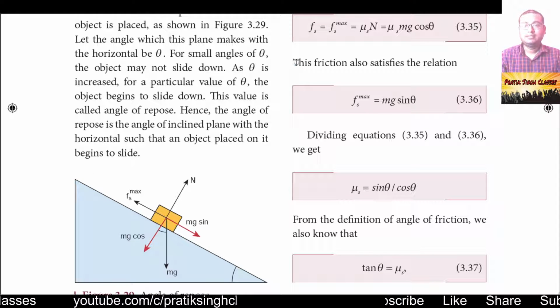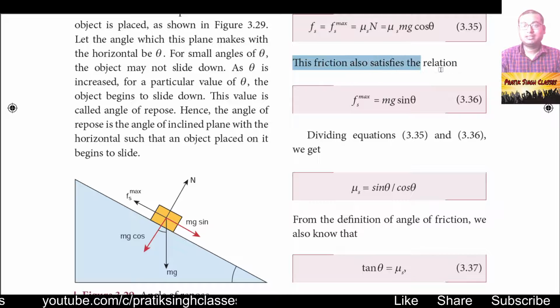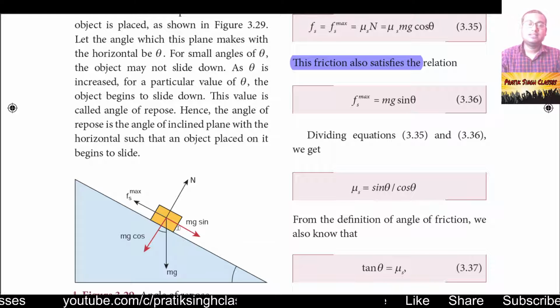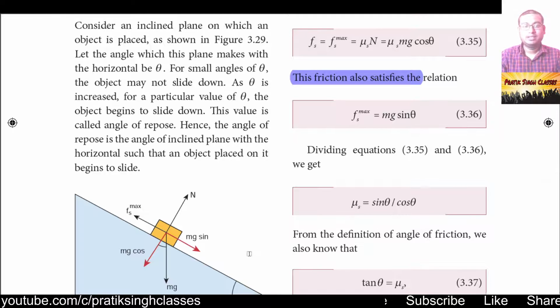This friction also satisfies the relation Fs max is equal to mg sin theta, because the object is stable here at rest. That means the forces in the downward direction and in the upward direction parallel to the inclined surface are equal, that is mg sin theta is equal to Fs max. Equal and opposite forces act here, which is why the object is not moving in any direction.